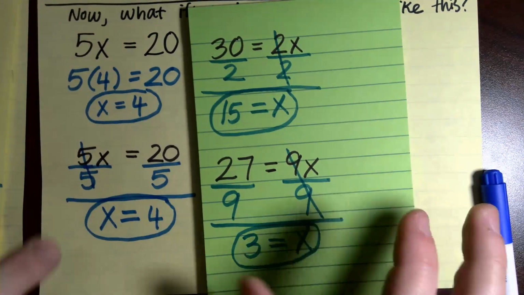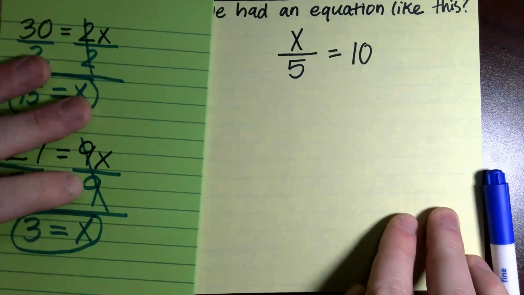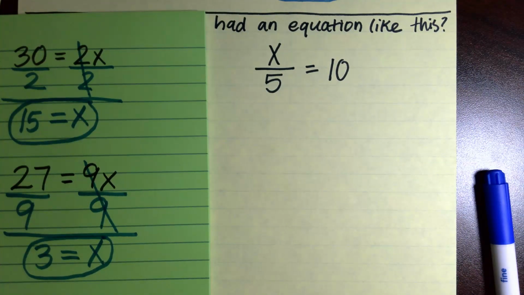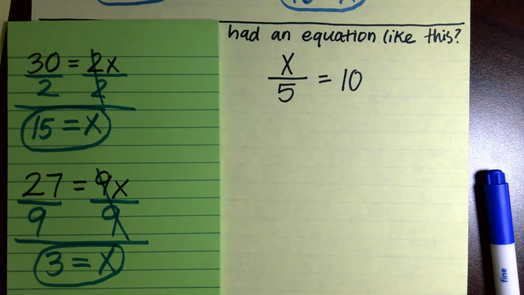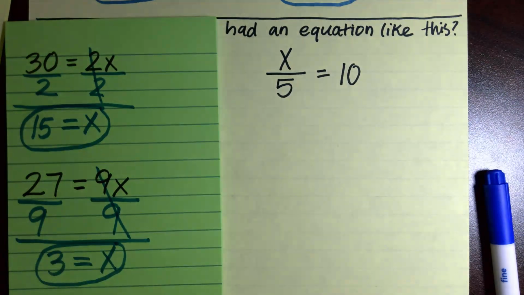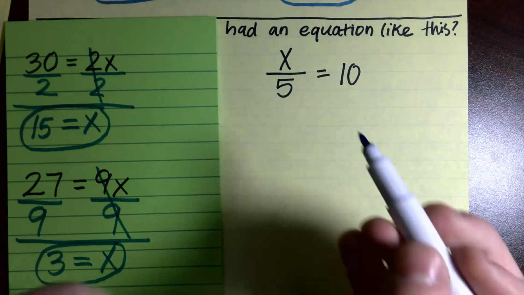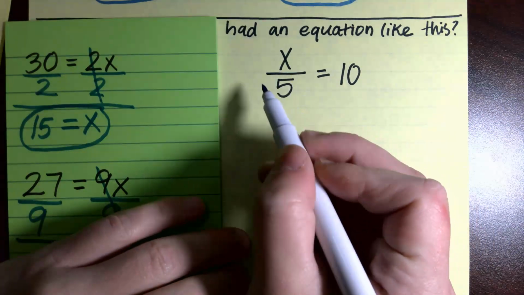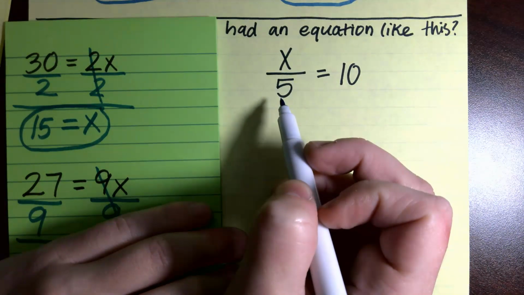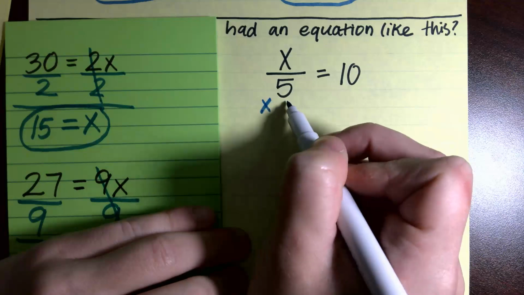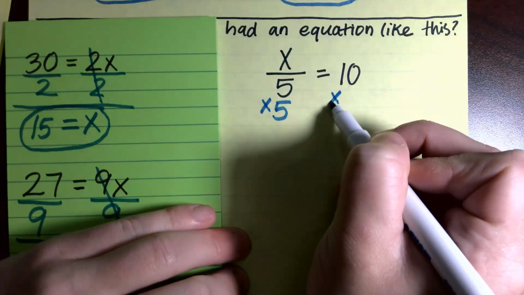One more thing to show you. What if we have this? X divided by 5 is 10. When we had a multiplication problem, we divided to get rid of it. What if we have a division problem? We're going to multiply. We always do the opposite. So to get rid of this 5, because I'm doing x divided by 5, I'm going to multiply by 5 on both sides.